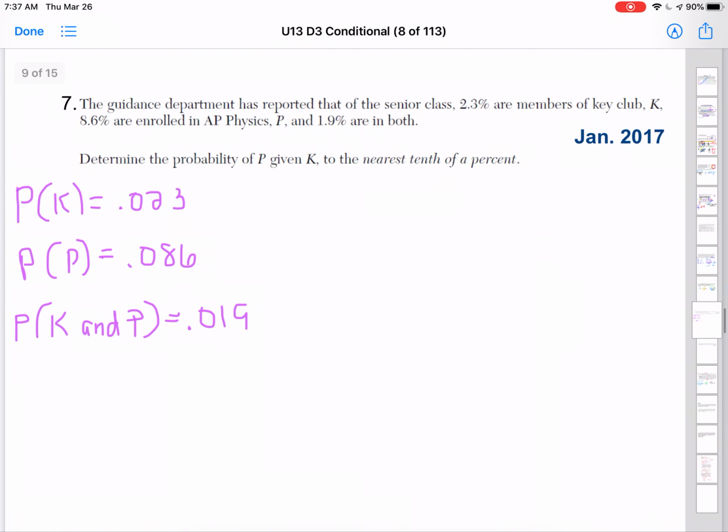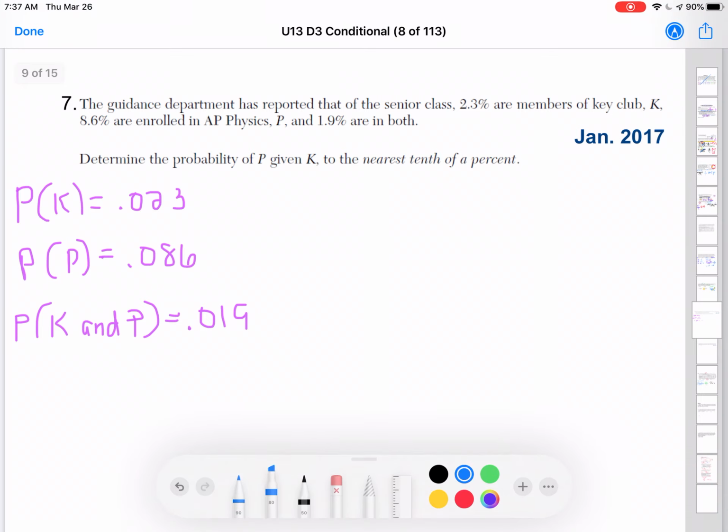Okay, 7. I took some of the information out to try and be able to move through this a little faster for you. Okay, the guidance department has reported that of the senior class, 2.3% are members of the Key Club. And you can see that I took a percentage and changed it into a decimal. 8.6% are in physics and 1.9% are in both. Determine the probability of P given K to the nearest tenth of a percent.